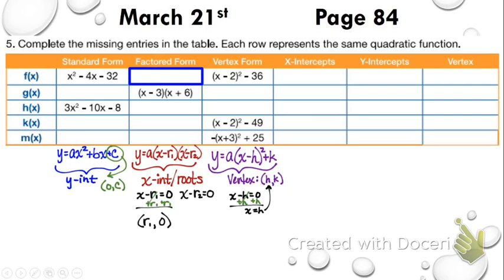What did they give us to work with? Standard form and vertex form. I would always use standard form to go into factored form. In fact, you pretty much want standard form if you're going to go into either of the other two. So to get it into factored form, let's write down what we've got. I have x squared minus 4x minus 32.